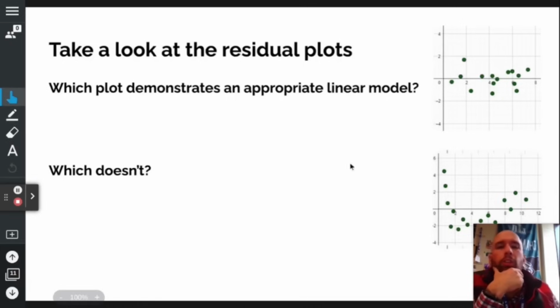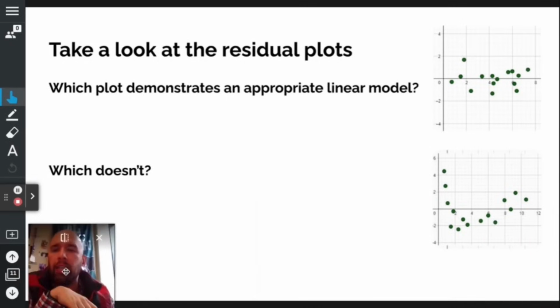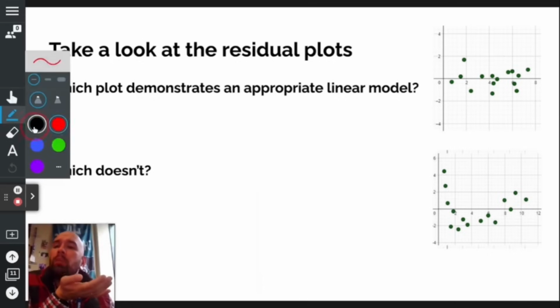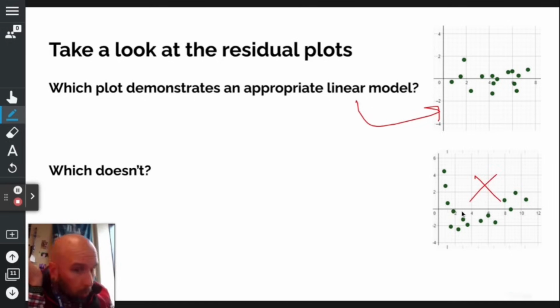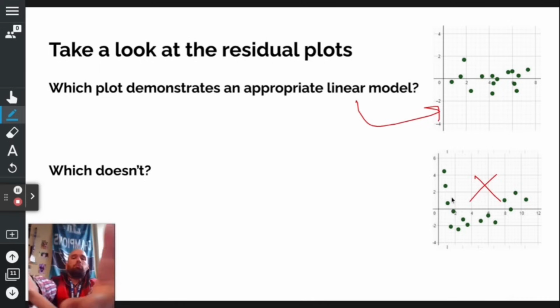Take a look at the residual plots. Which plot demonstrates an appropriate linear model? Well, what we said at the very beginning is if there appears to be no obvious pattern along this line, that would make it a linear model. So you're a linear model. What about you? Well, you look to have this quadratic-looking behavior, which means you're not. So you're linear, you're not. The end.